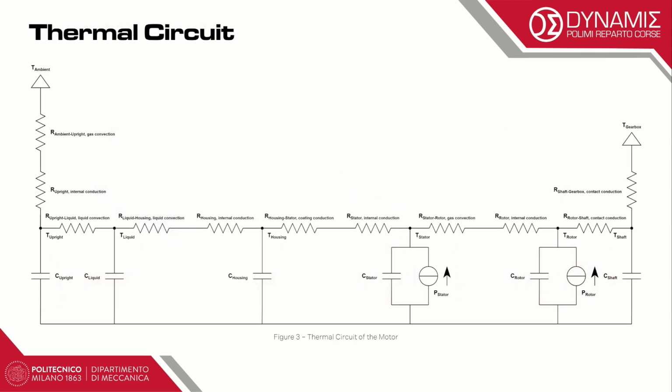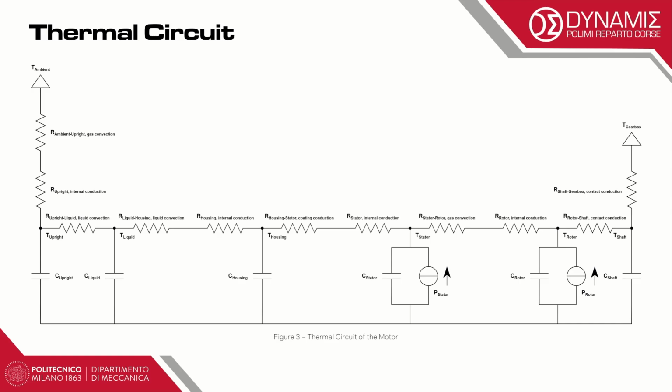Here you can see the thermal circuit of our motor, which is replicated in our Simulink model. The 6 degrees of freedom temperatures can be distinguished by their thermal capacitances. We have the shaft, rotor, stator, housing, liquid, and upright. As noticeable from the circuit, at the stator and rotor, the losses are introduced by the power dissipations. Between each of these components, depending on the case, contact conduction, internal conduction, gas convection, and liquid convection take place.